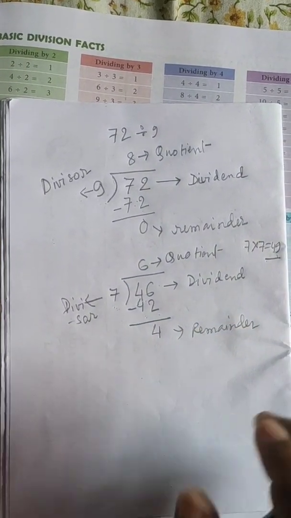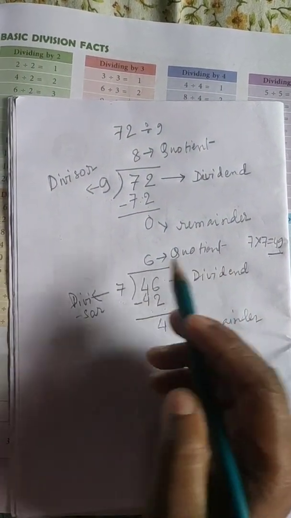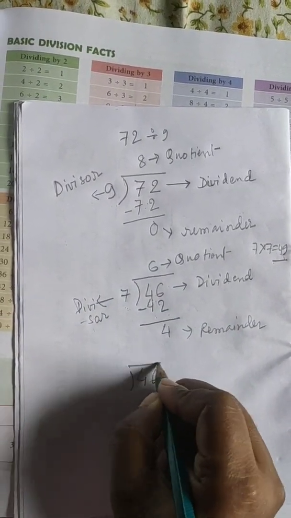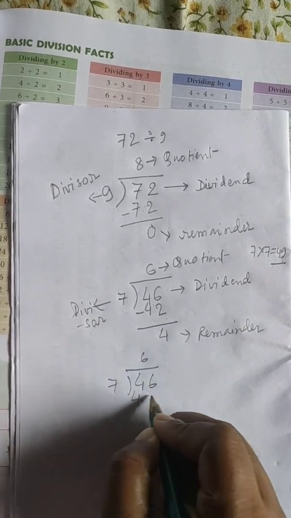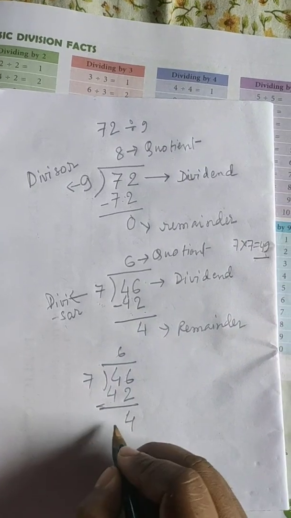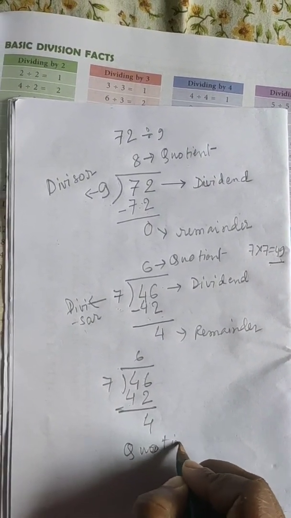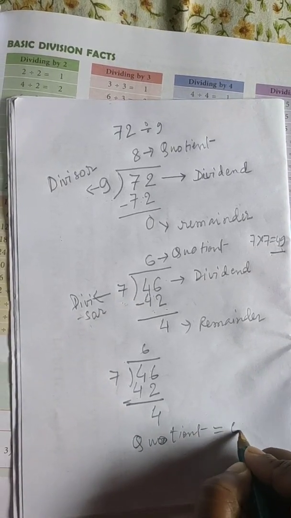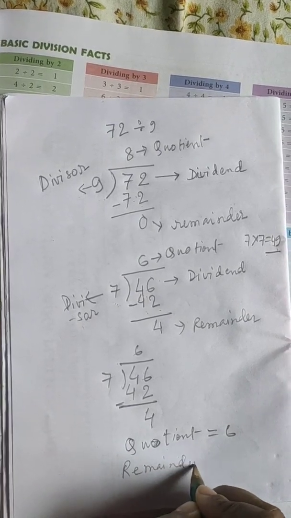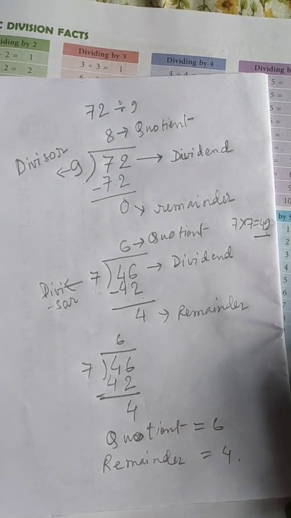If you are asked to write the quotient and remainder in a question, first you will do the division, then you will subtract, and you will get the remainder also. After this you will write quotient equals 6, remainder equals 4. This will be the answer.